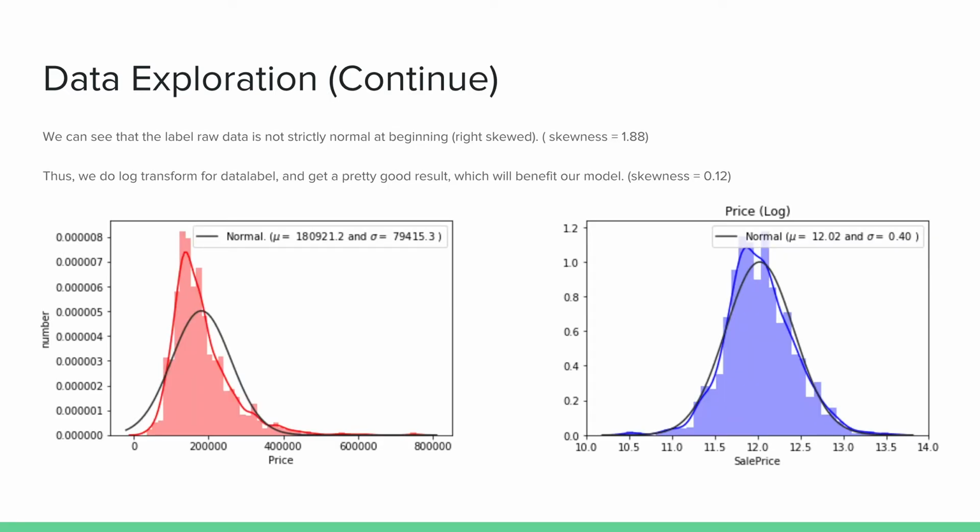What we can see from the graph is that the labeled raw data is not strictly normal at the beginning. It is right skewed, where the skewness is 1.88. So we decided to do a log transform on the data label and get a pretty good result, which will benefit our model, with the skewness close to 0.